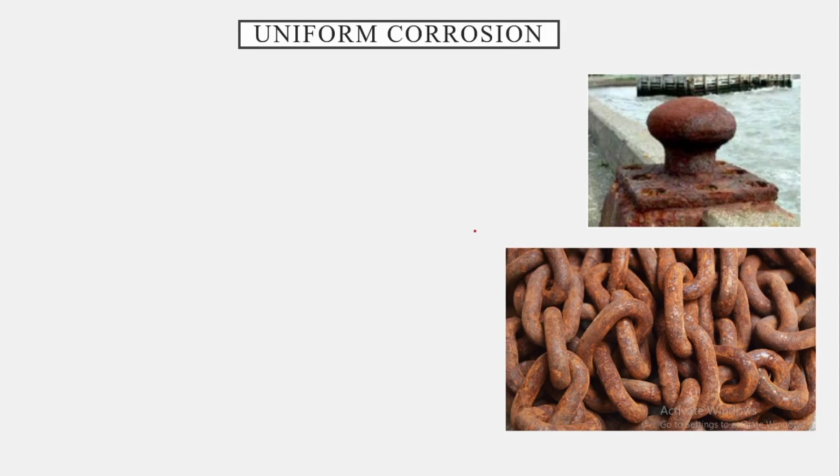So let's take uniform corrosion. When we talk about uniform corrosion, it's a uniform attack over the entire surface of the material. If you can see these pictures, the corrosion happens on the entire surface of the material, and it often leaves behind a scale or deposit. You can see that we have a scale deposit on the material. You can see this brown thing, and it is uniform throughout the material.